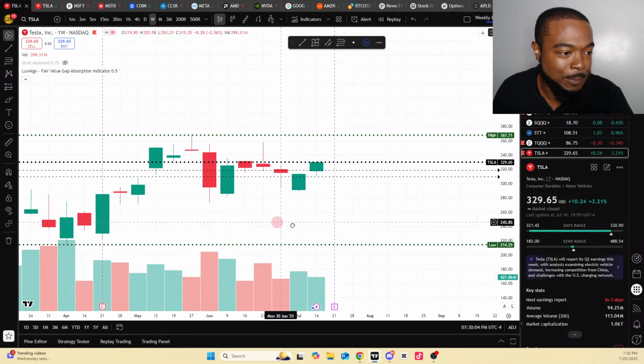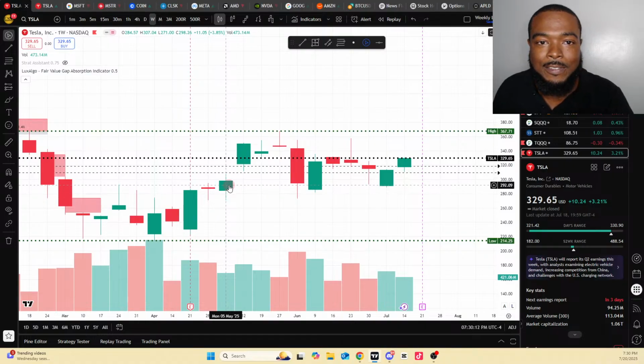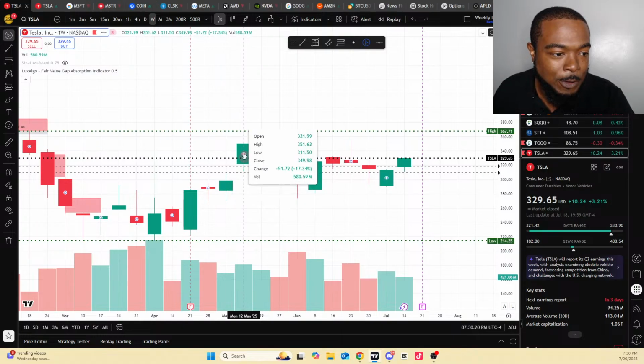Perfect example. You have Tesla sitting in the range. So Tesla right here on May 5th, it broke out, right? It broke out from 284.57. The next day it opened up at 321.99. So that's a big $40 jump right there in the stock price, almost $40. So we consider this a breakout.